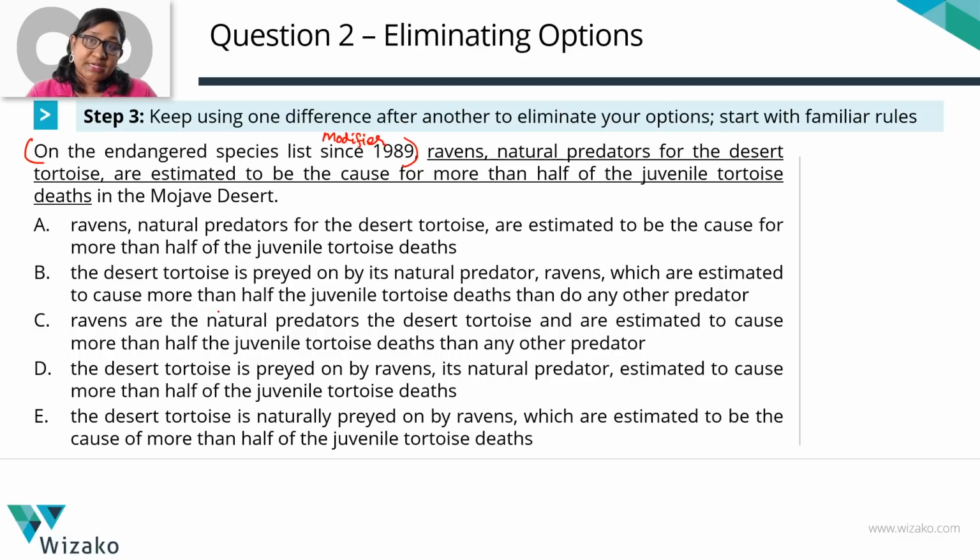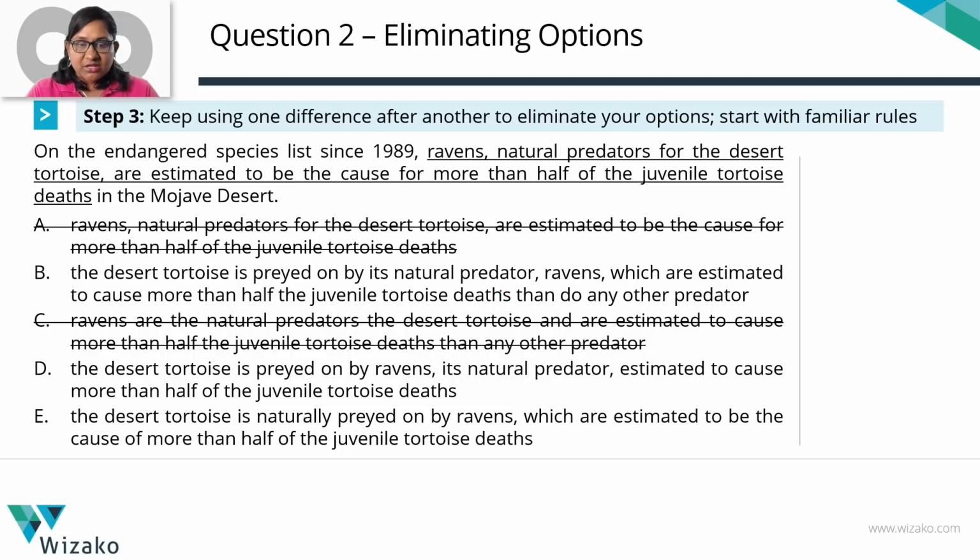And if it has to be right next to your modifier, the underlined portion has to start with desert tortoise, which means B, D, E are okay, but A and C you can eliminate because according to A and C, the ravens are on the endangered species list, which could be true, but for the purpose of our sentence does not make any sense because the ravens are the predators here and the desert tortoise is the prey. So we can go ahead and eliminate A and C. Those two options do not make any logical sense. Okay, that leaves us with B, D, E.